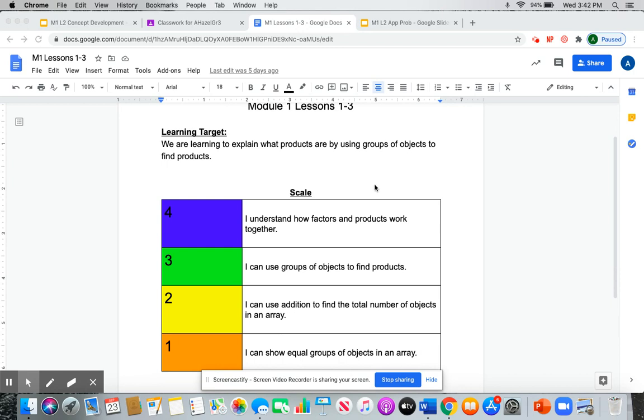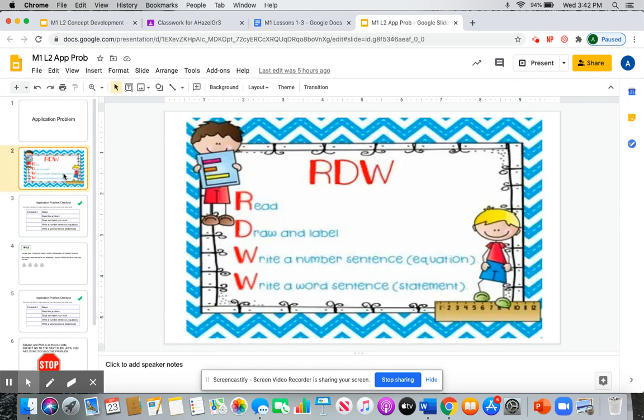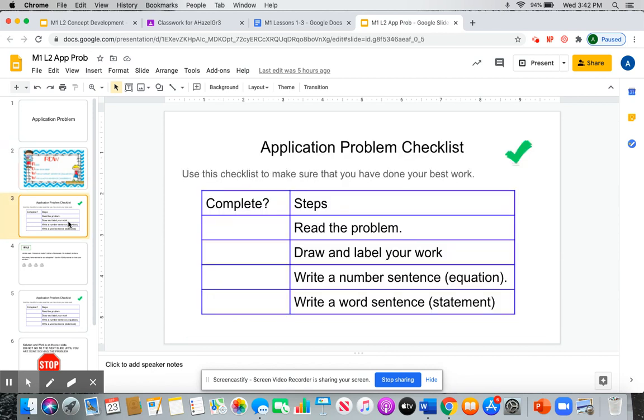All right, so we're working on this target. First, we are learning to explain what products are by using groups of objects to find products. Today, we're starting with our application problem. Remember, we have these steps: read the problem, draw and label our work, write a number sentence, write a word sentence. We have this checklist to help us keep track if we've done everything.